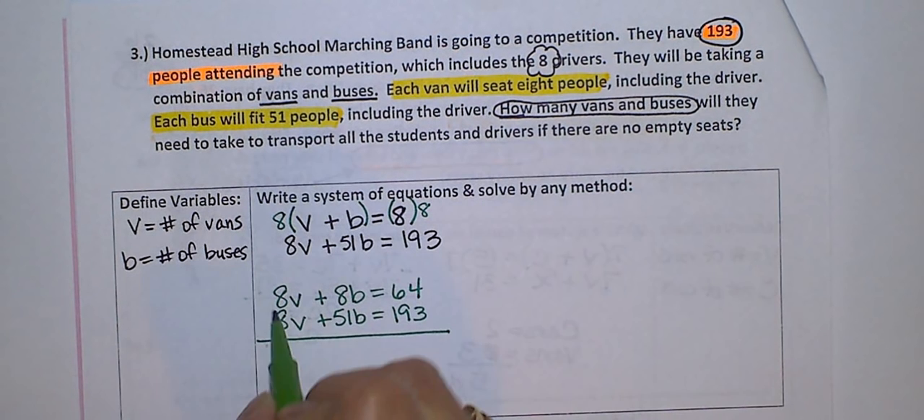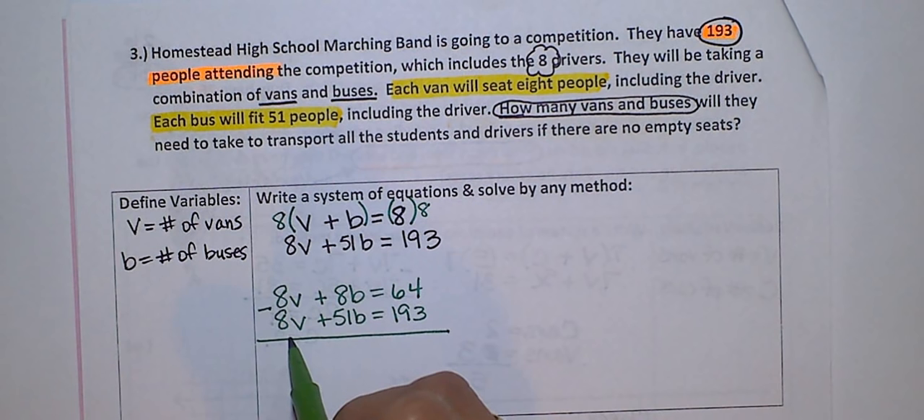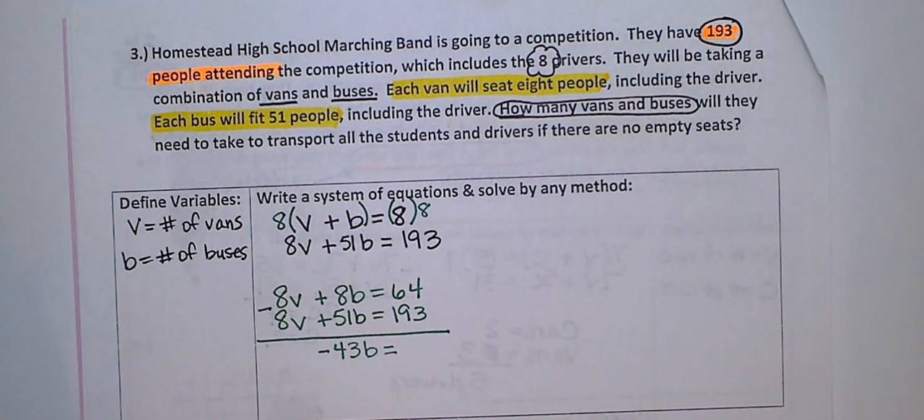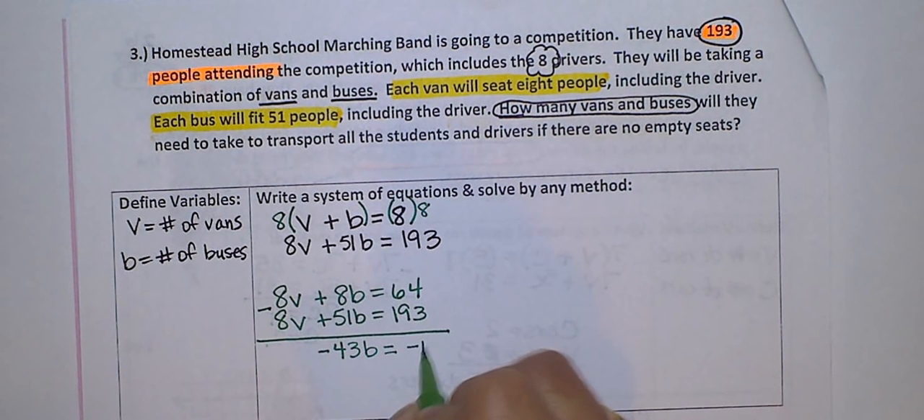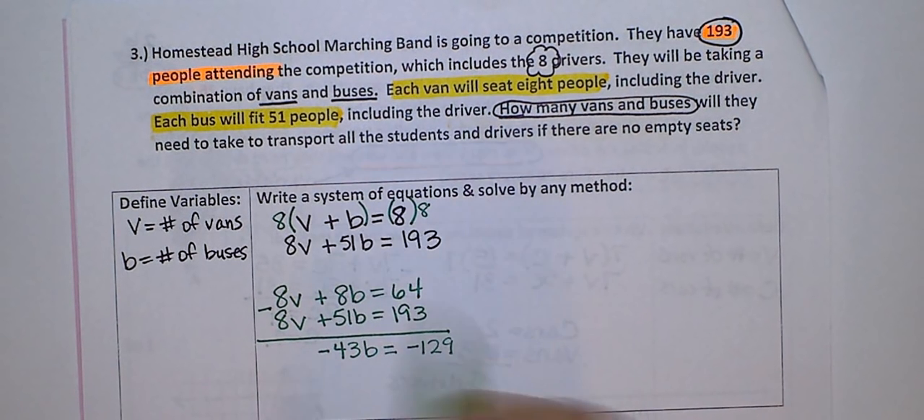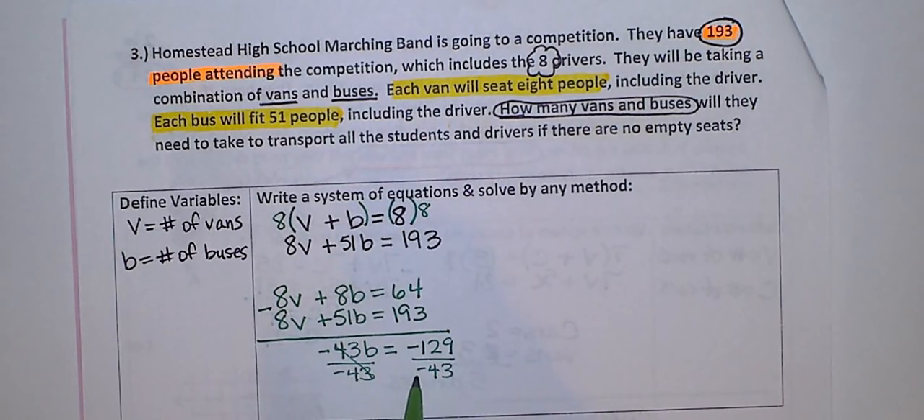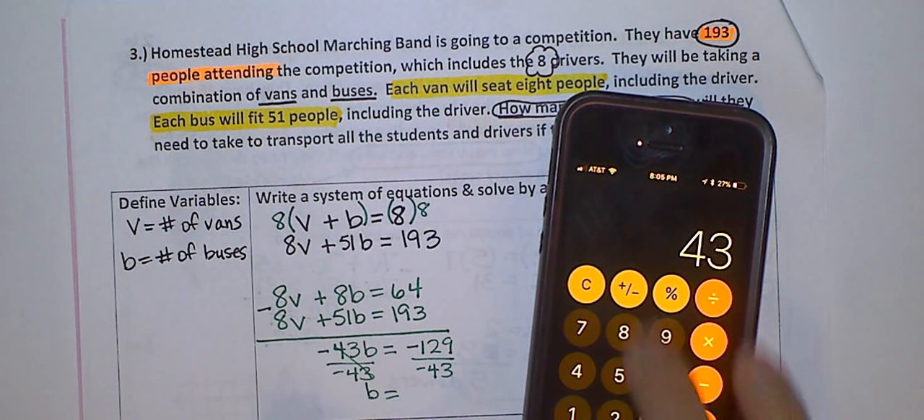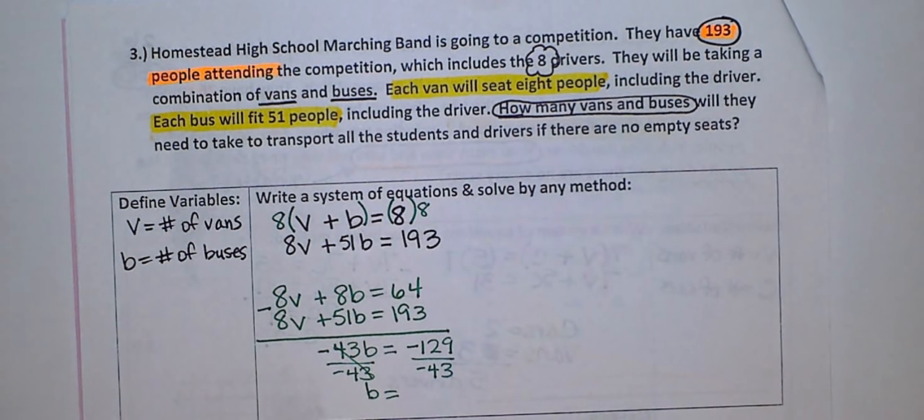I'm going to subtract. So 8 minus 8 is 0. And then 8 minus 51, don't worry about the negative. It will cancel itself out. So negative 43B equals 64 minus 193 equals negative 129. So again, don't worry about the negatives, because now when I divide both sides by negative 43, a negative divided by negative is going to be positive. So negative 129 divided by negative 43 is 3 buses.